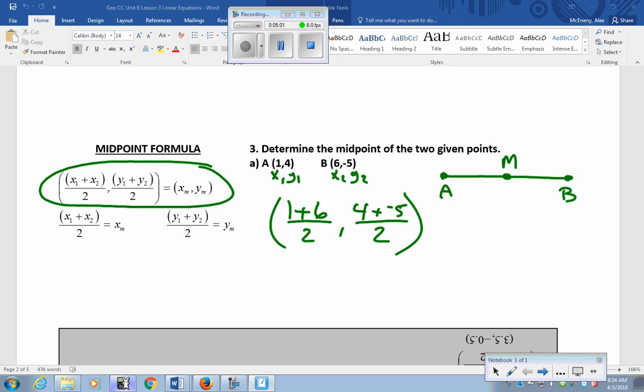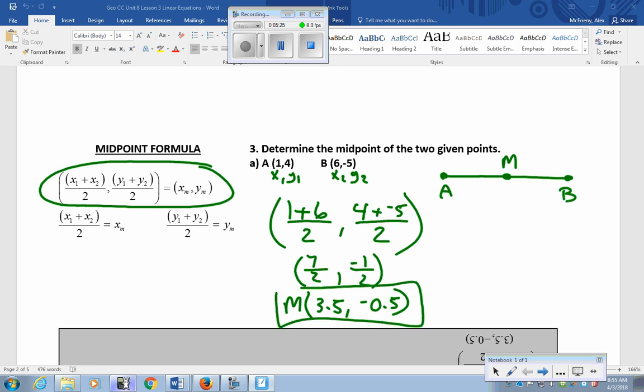So when I add these, I get 1 plus 6, 7. When I add those, I get negative 1. And you could divide it. You could leave it as a fraction. If you left it like that, it's fine. You can, if you want, write it as a decimal, especially if it's a decimal that ends. So that would be, we'll call it M. That would be your midpoint, which is a coordinate.